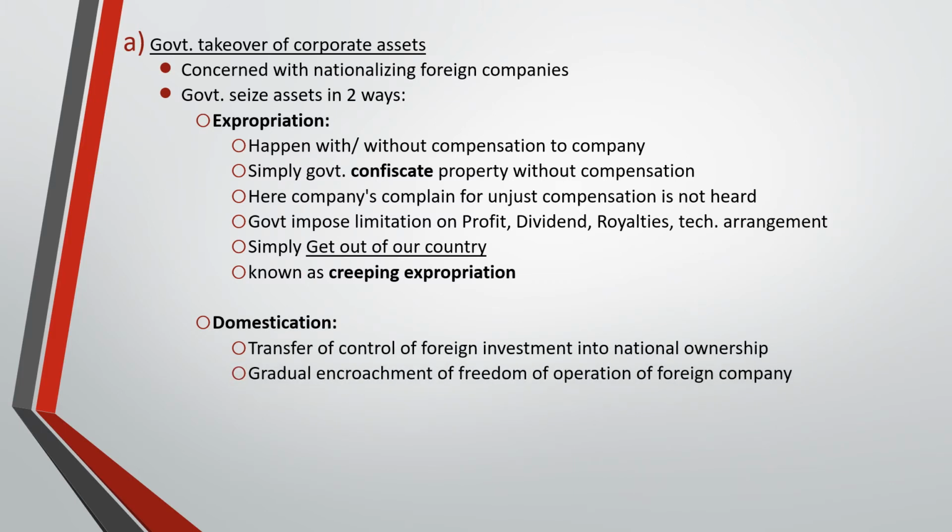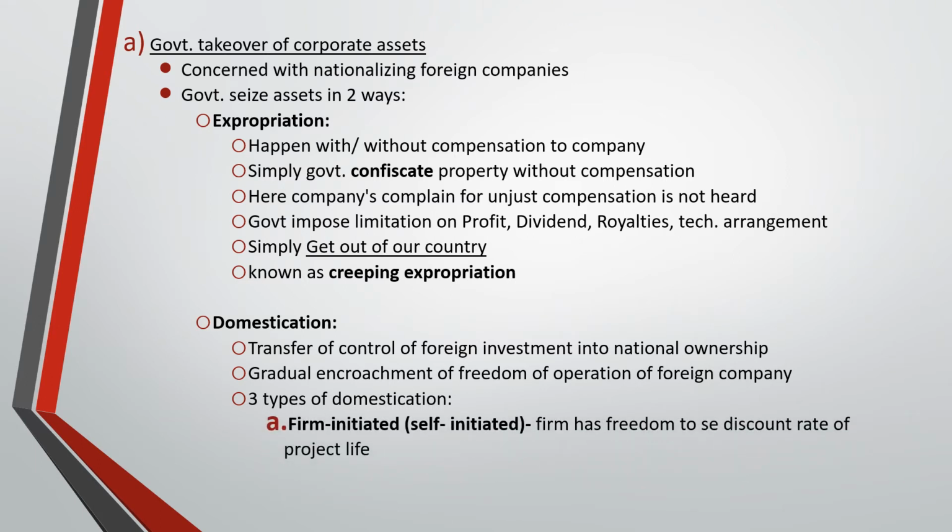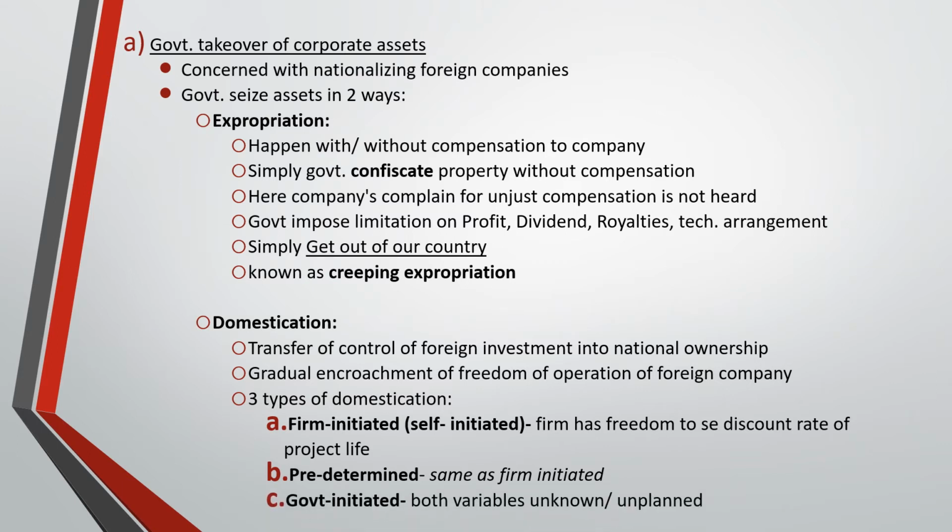Next is domestication, where there is transfer of control of foreign investment into national ownership. There is gradual encroachment on the freedom of operation in the foreign country. There are three types of domestication. First is firm-initiated or self-initiated, where the firm has freedom to set the discount rate of project life. Next is predetermined as in the firm-initiated, and next is government-initiated, where both variables are unknown and unplanned.